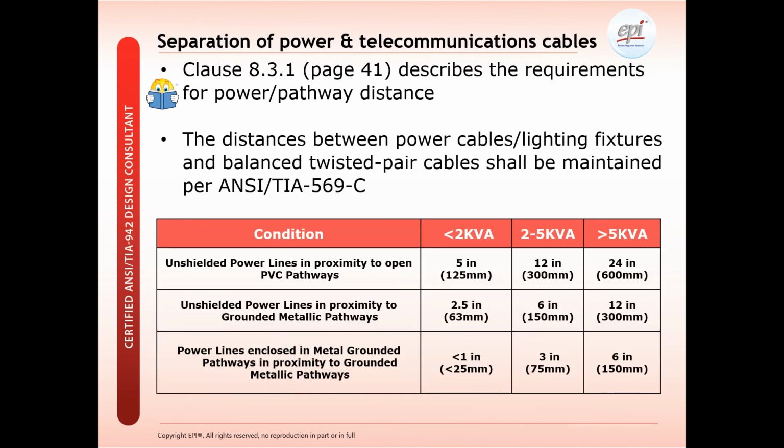Here is a quick reference table which shows the minimum separation requirements between twisted pair cables and power cables. However, it is always good to ensure that we have further separation to ensure that we do not have issues with power interfering with our telecommunication networks. We also need to consider separation from other sources of interference like lighting fixtures as well. But the 569C gives us good direction, and we'll cover that as part of our training.